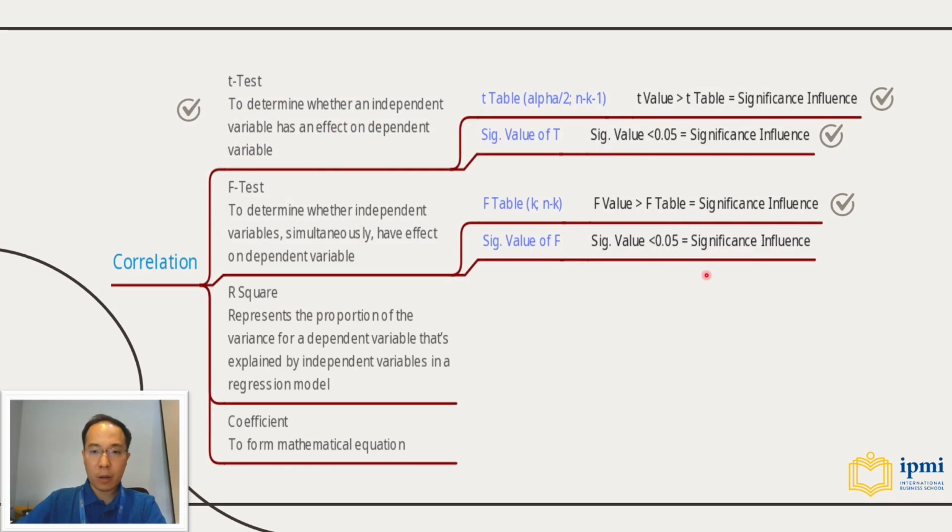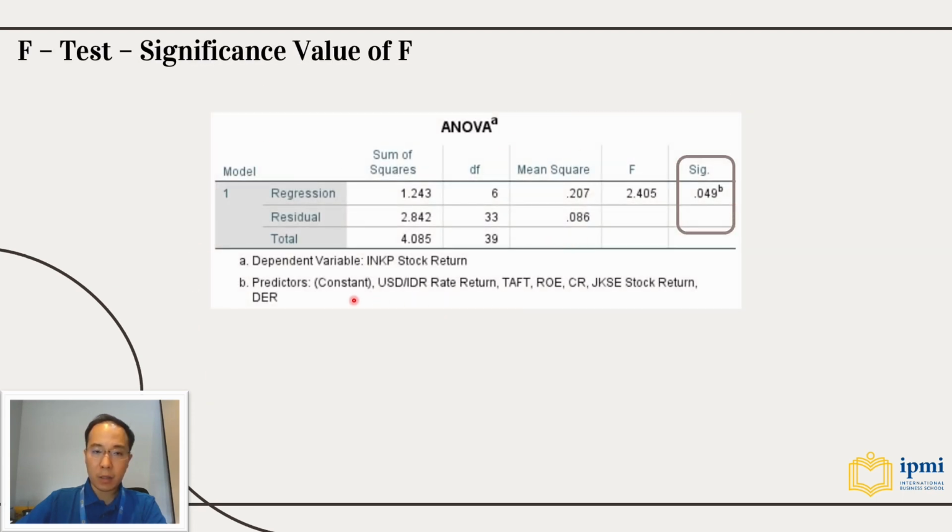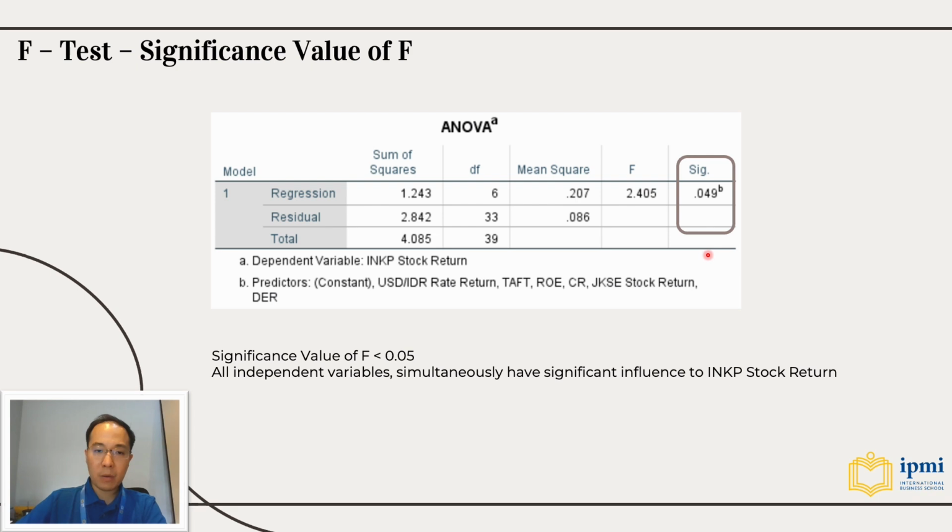Right. To make it clearer, I go to the next one, the significance value of F. The significance value of F is in the same ANOVA table, analysis of variance, but you look to the right, at significance. If the significance value of F is smaller than 0.05, here 0.049 is smaller than 0.05, again the same result happens. All independent variables simultaneously have a significant influence on the INKP stock return. It means our 6 independent variables together simultaneously have a significant impact on the INKP stock return.